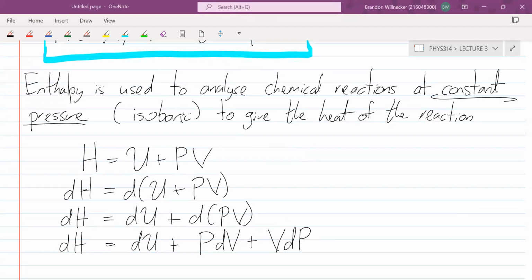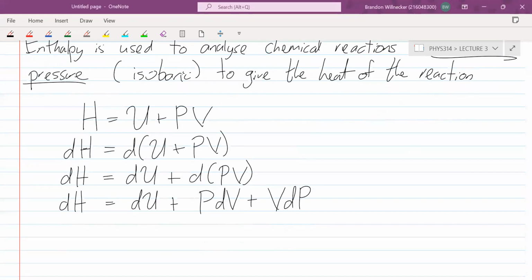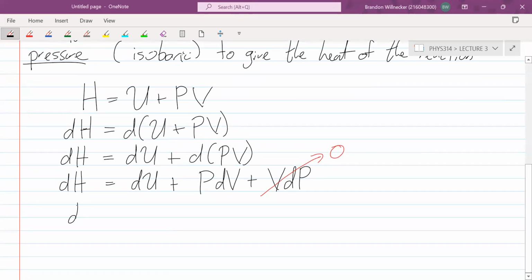However, enthalpy is used at constant pressure. That means pressure is a constant, and so dP is 0. So this term goes away, because we're only dealing with constant pressure reactions. So we're left with dH is equal to dU plus P dV.